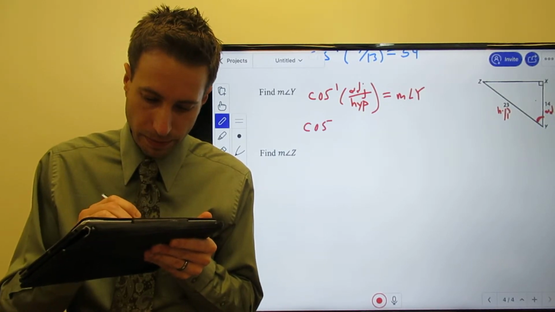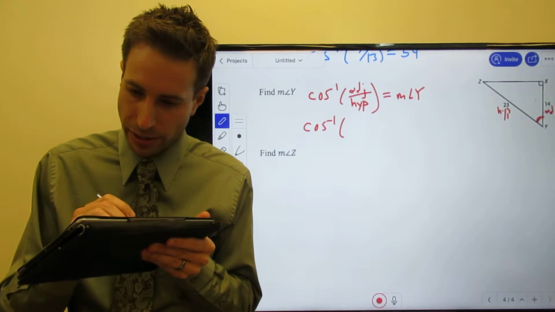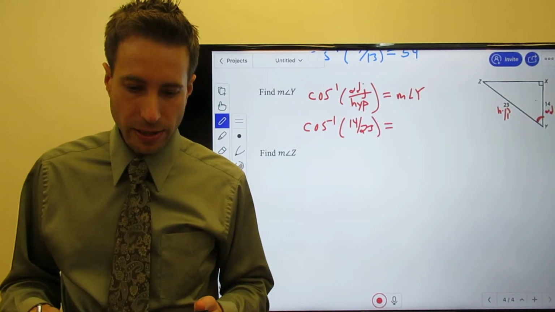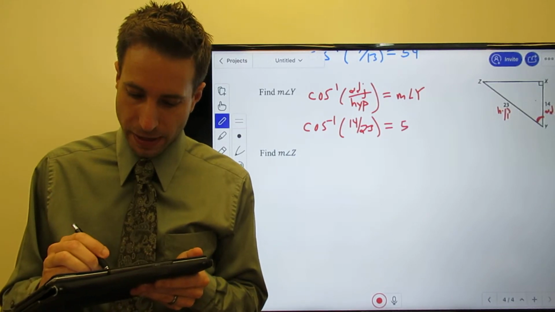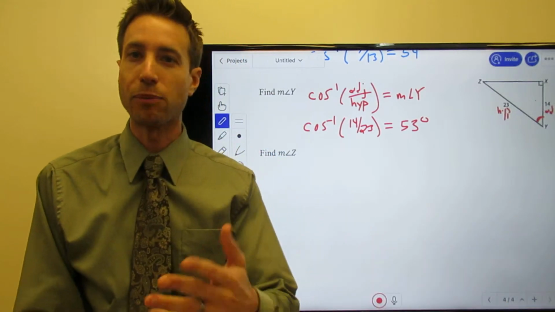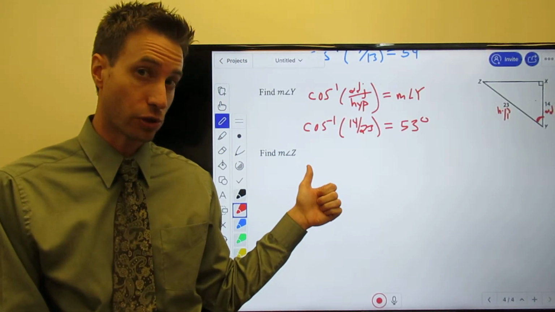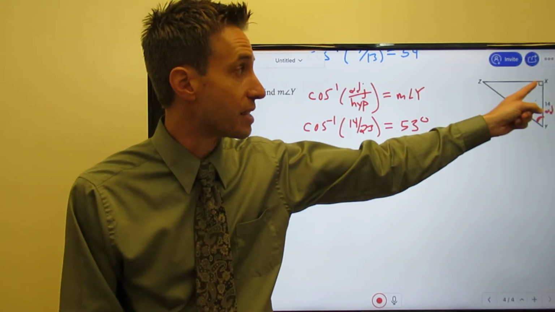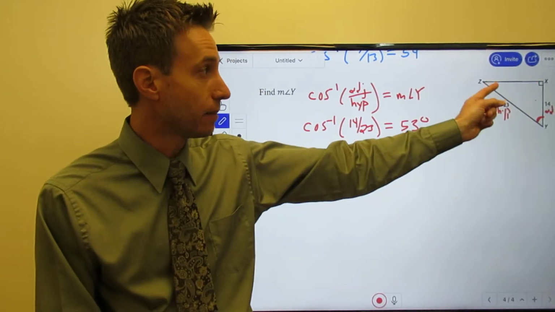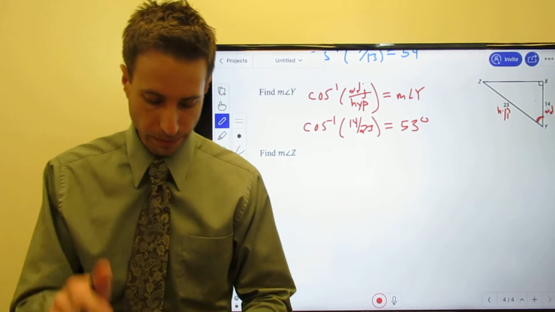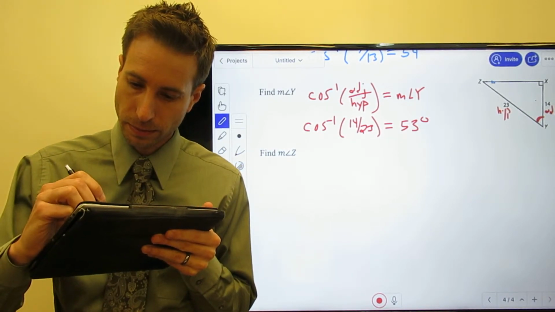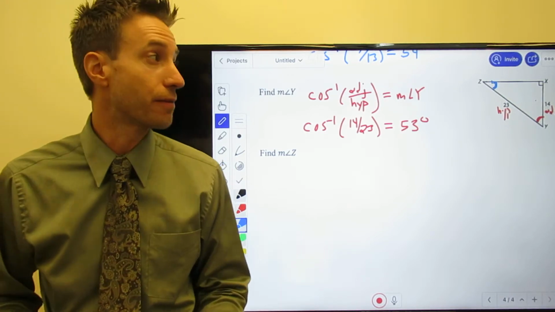Plug and chug. Don't fat finger something on your calculator. 14 over 23. And round to the nearest degree, I get 53 degrees. 53 degrees for the measure of angle Y. Once again, you could certainly use the triangle sum theorem because you now know 90 and 53. Add them up. Subtract it from 180. Find Z. Or go ahead and do the inverse trig function.